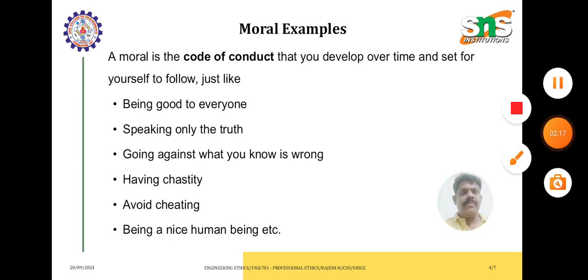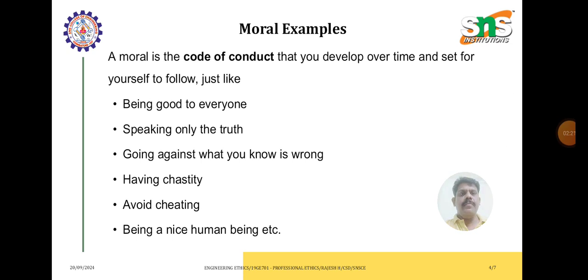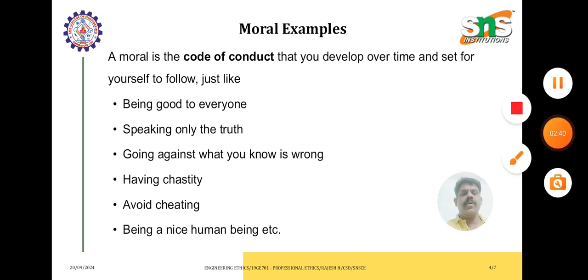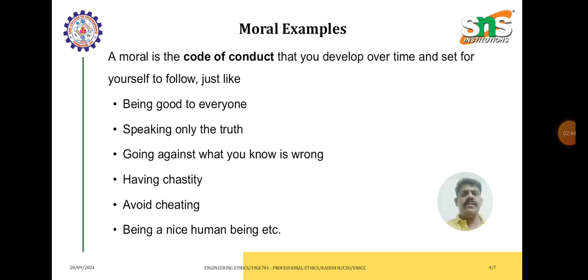Let us see some examples of morals. A moral is a code of conduct that you develop over time and set for yourself to follow. Just like being good to everyone is a moral. Speaking only the truth is another kind of moral behavior. Going against what you know is wrong is also a moral belief. Having chastity or avoiding cheating, it's all moral. Also, another example I can give you is being a nice human being to everybody, which is also a moral. There are a lot of moral examples that can be identified in people's real life.